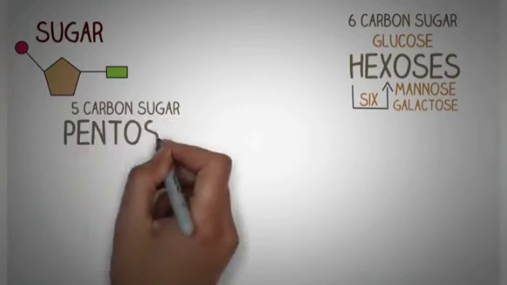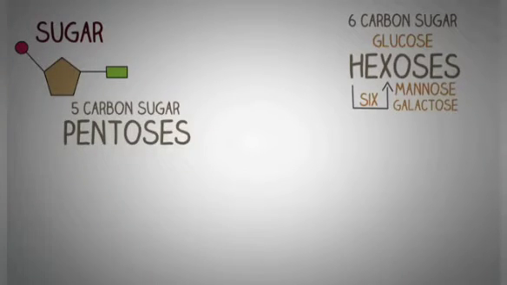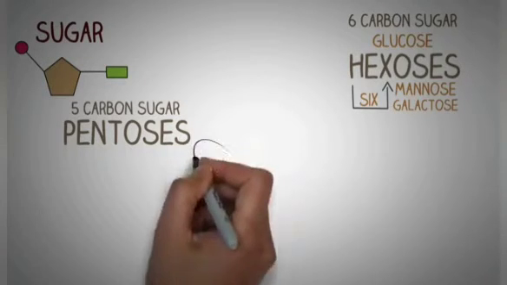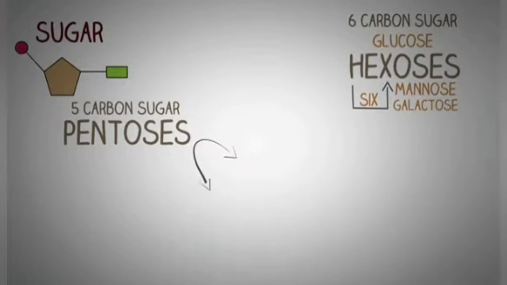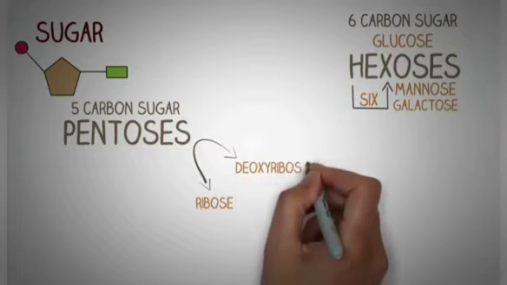Similarly, 5 carbon sugars are called pentoses, the word pent meaning 5. There are different types of pentoses in our body, but the two important types of pentoses that are present inside the nucleic acids are ribose and deoxyribose.